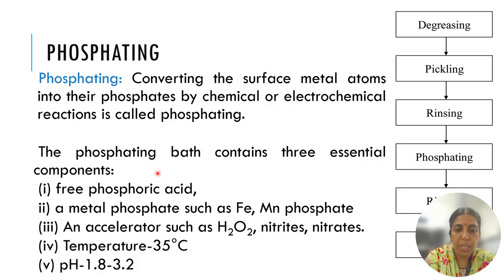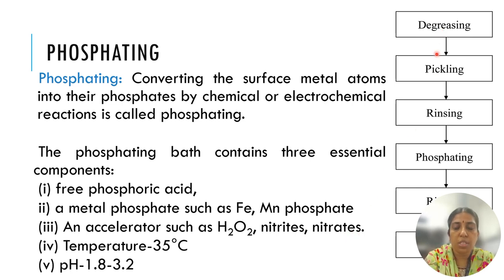The phosphating bath has three essential elements. Free phosphoric acid should be there to maintain the pH of 1.8 to 2, and the metal phosphate should be there, whatever metal we want to deposit as a phosphate, like magnesium phosphate or iron phosphate, and an accelerator such as hydrogen peroxide. This hydrogen peroxide is added to maintain the pH in the system, along with some nitrites and nitrates.